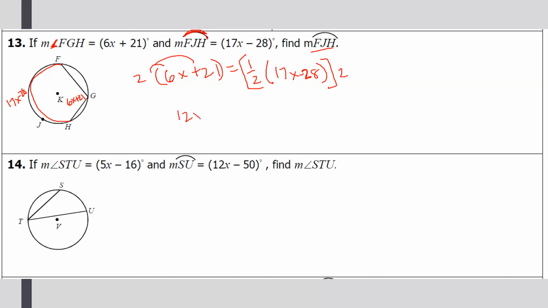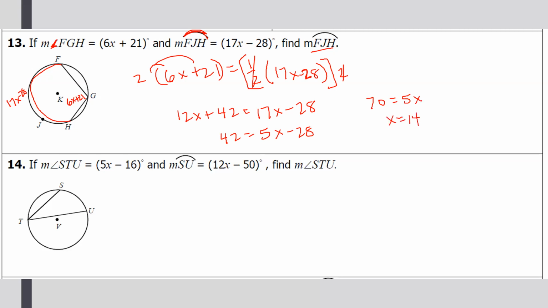Distribute the 2, 12x plus 42, and half times 2 cancels. That's why I multiplied by 2. So I get 17x minus 28. I'm going to subtract 12x from both sides. Add a 28 to both sides. 70. And divide both sides by 5.